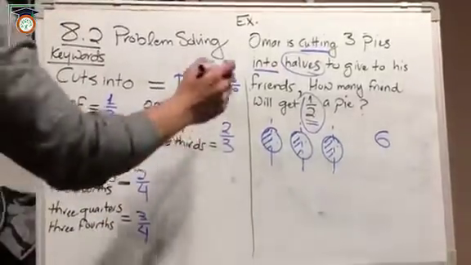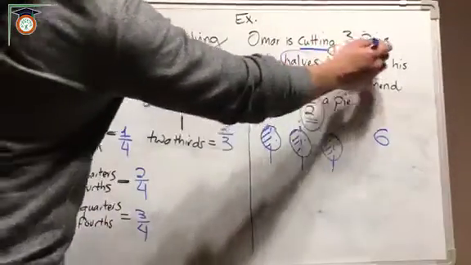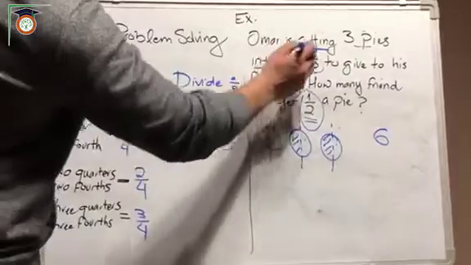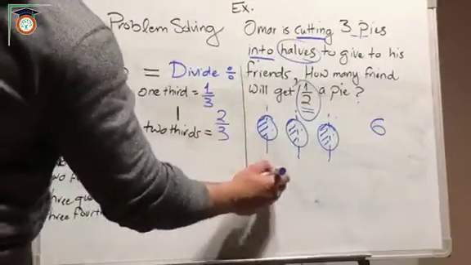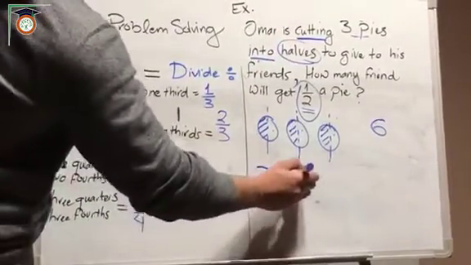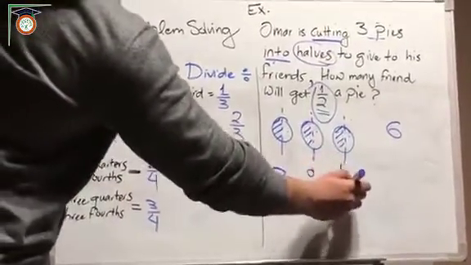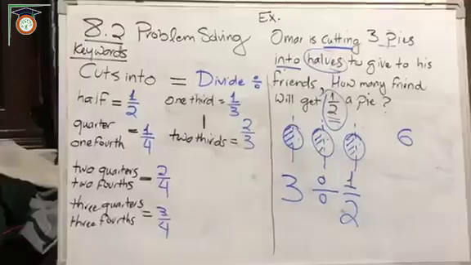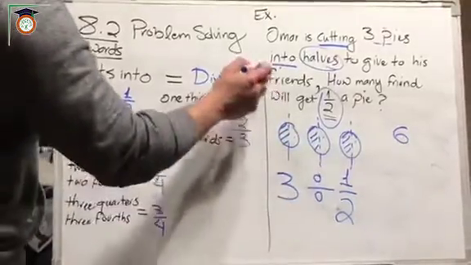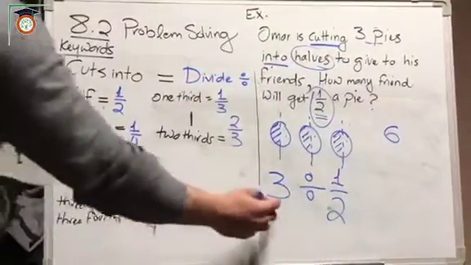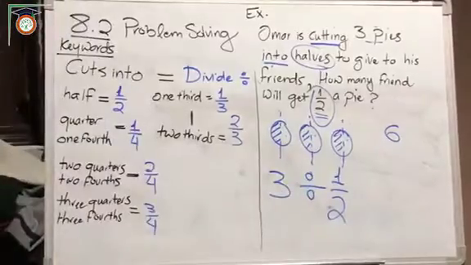Let's think of it this way. I have 3 pies and I'm cutting them into halves. Cutting into means divide. Halves means 1/2. So the expression that describes this word problem is 3 divided by 1/2.